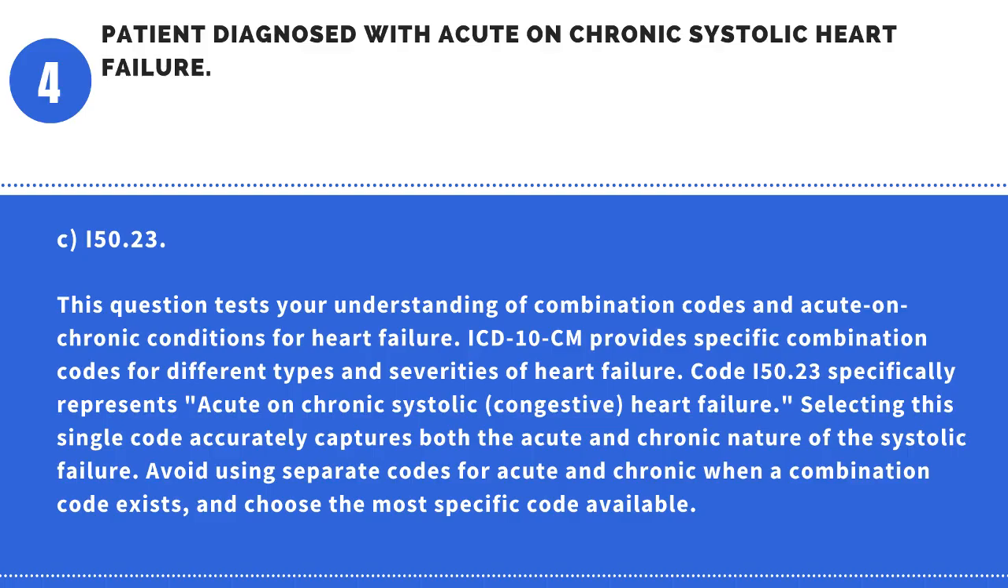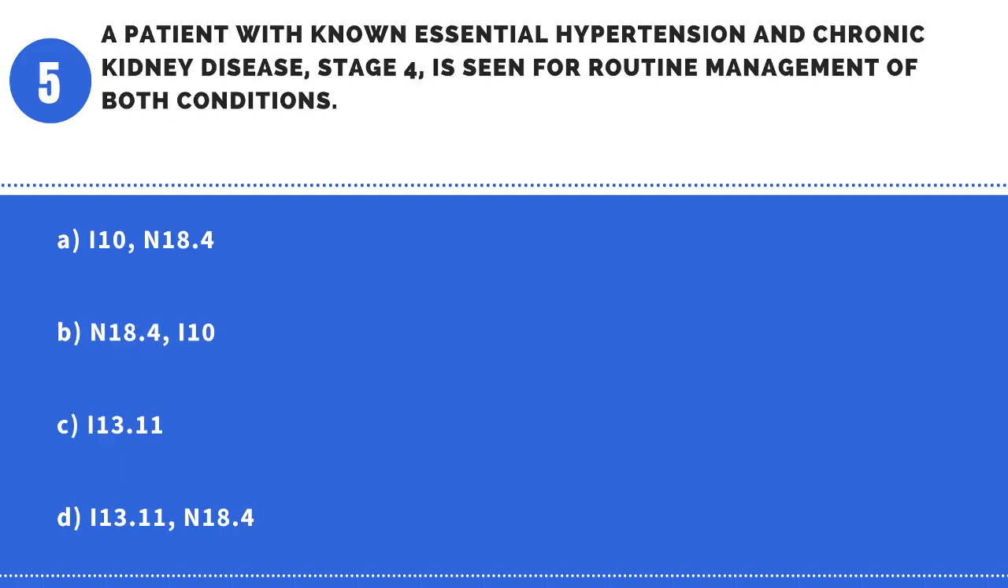ICD-10-CM provides specific combination codes for different types and severities of heart failure. Code I50.23 specifically represents acute on chronic systolic, congestive, heart failure. Selecting this single code accurately captures both the acute and chronic nature of the systolic failure. Avoid using separate codes for acute and chronic when a combination code exists, and choose the most specific code available.